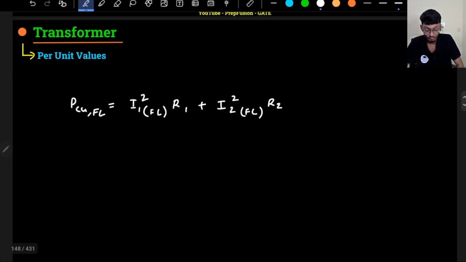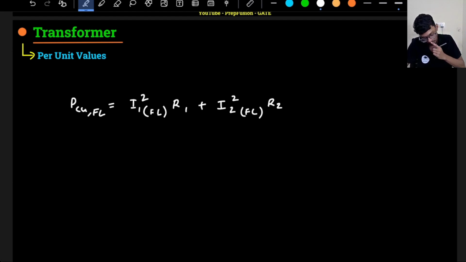Okay, so this can be rewritten, right? Can we convert it? That is what I am trying to think. P_CuFL is I2 square FL R1 plus... yeah. Okay, this is my full load copper loss.